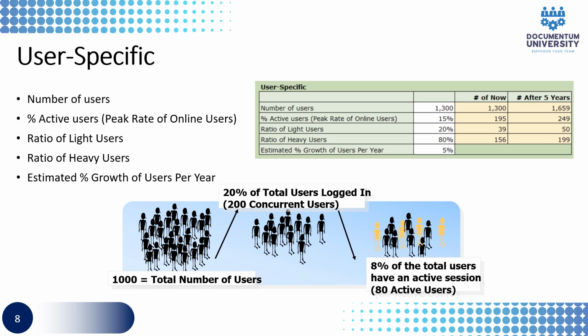Ratio of light users. This parameter refers to the ratio of users who perform light usage transactions, such as navigation and reading, compared to the total number of users. Ratio of heavy users. This parameter refers to the ratio of users who perform heavy usage transactions such as creating or modifying documents or working with workflows compared to the total number of users. Estimated % growth of users per year. This parameter refers to the expected growth rate of users in the system per year. This is an important parameter for forecasting the long-term capacity requirements of the Documentum system.